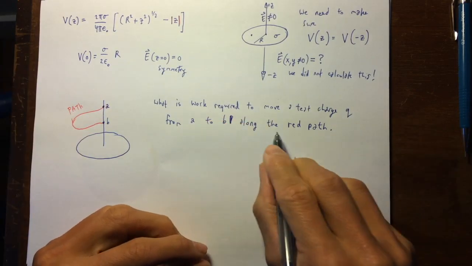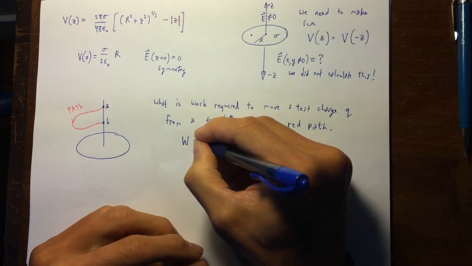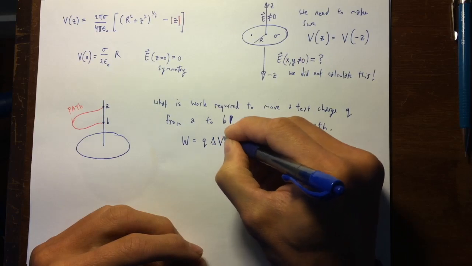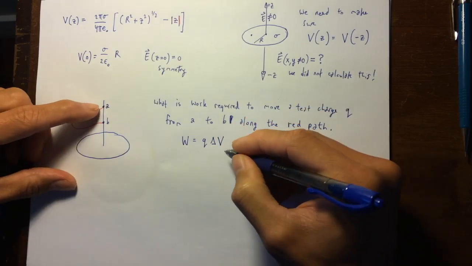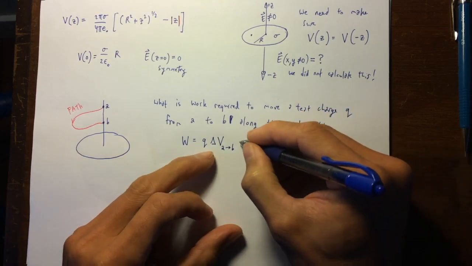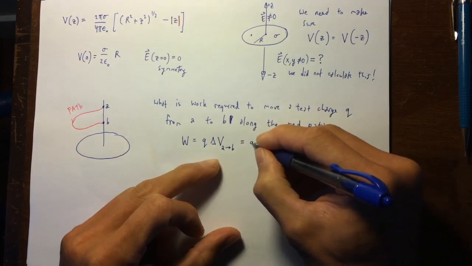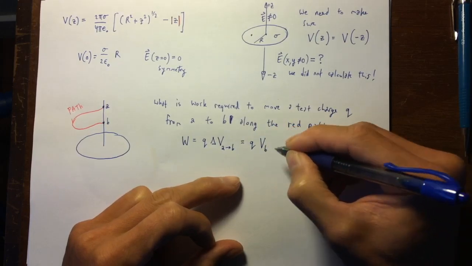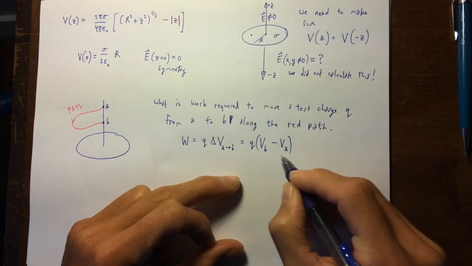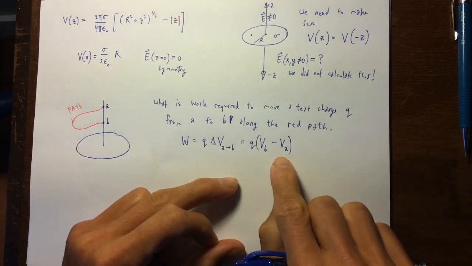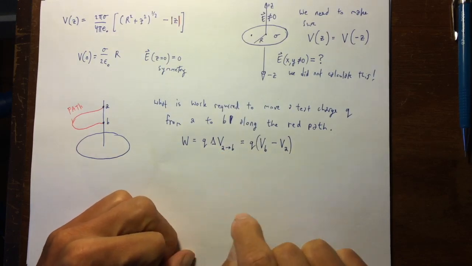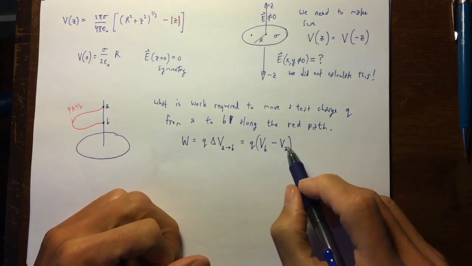Well, in order to do this problem, the work equals Q times the change in the potential from A to B, right? And you know that this is Q times V at B minus V at A, multiplying on the quantity. So this is the potential difference between B and A. That's what this delta V from A to B is. And this is super easy to calculate.